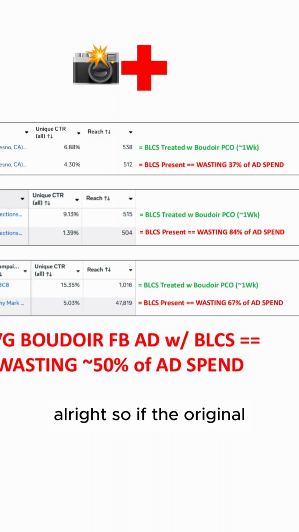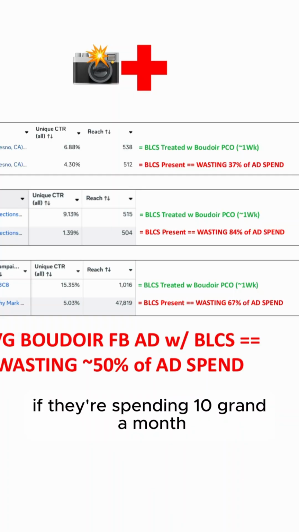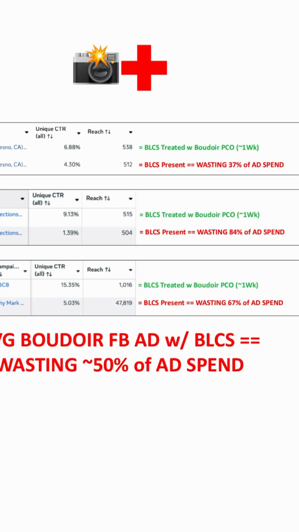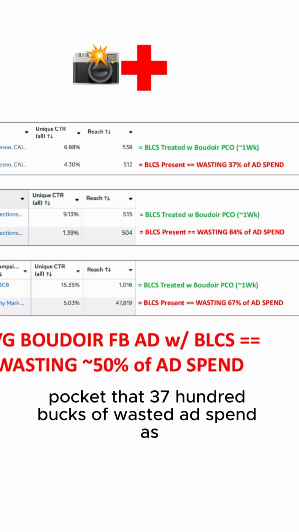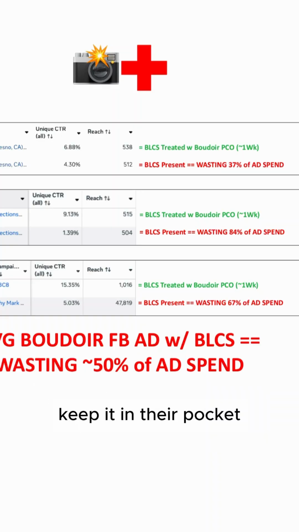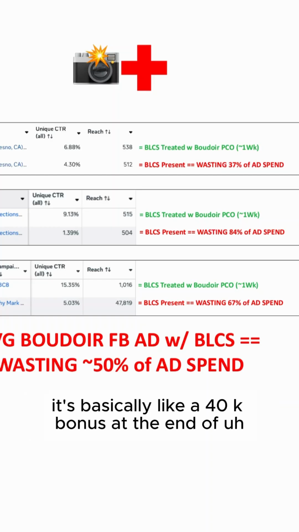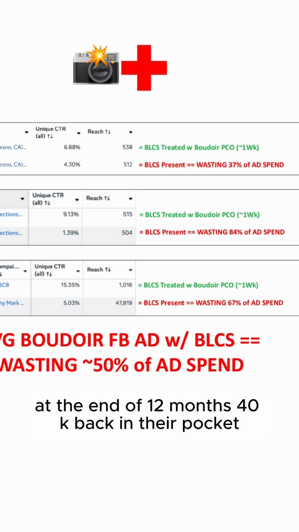So if they're spending 10 grand a month on the original Boudoir Facebook ad, now they only need to spend $6,300 a month on the Boudoir Pico treated Facebook ad. So they can pocket that $3,700 of wasted ad spend. They eliminate that wasted ad spend, keep it as kind of a phantom bonus. It's basically like a 40K bonus at the end of 12 months. 40K back in their pocket.